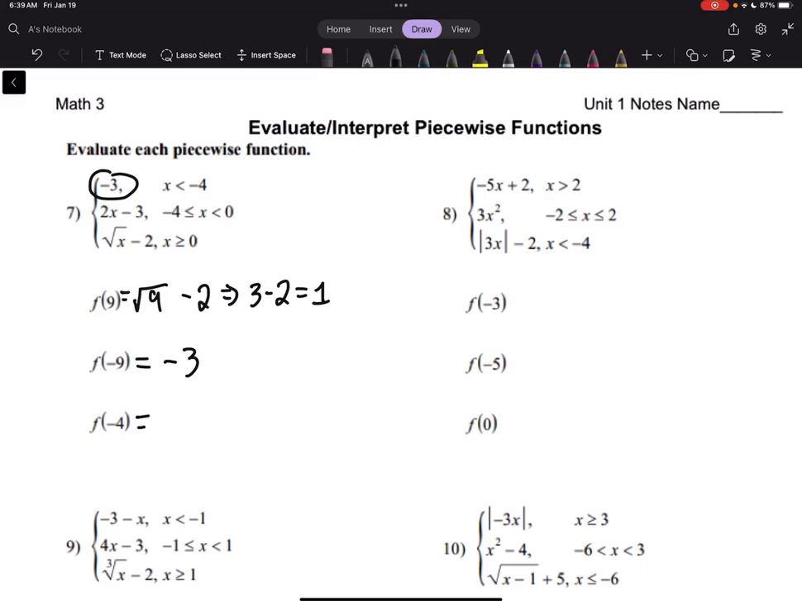Okay, -4. Is -4 less than -4? It is not, it's equal to it. Try the second one. Is -4 less than or equal to -4? This part checks out, it is also less than 0. So we're going to use the second function: 2 times our x value, minus 3. This is -8 minus 3, so -11.